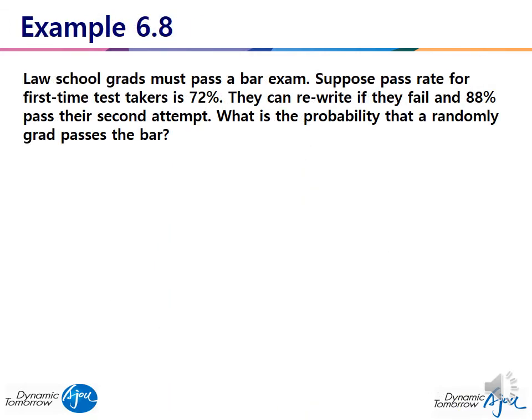Let's try to show this example. A law school graduate must pass a bar exam. Suppose the pass rate for first-time test takers is 72%. They can retake if they fail, and 88% pass their second attempt. What is the probability that a randomly selected graduate passes the bar exam? Try to answer this question.